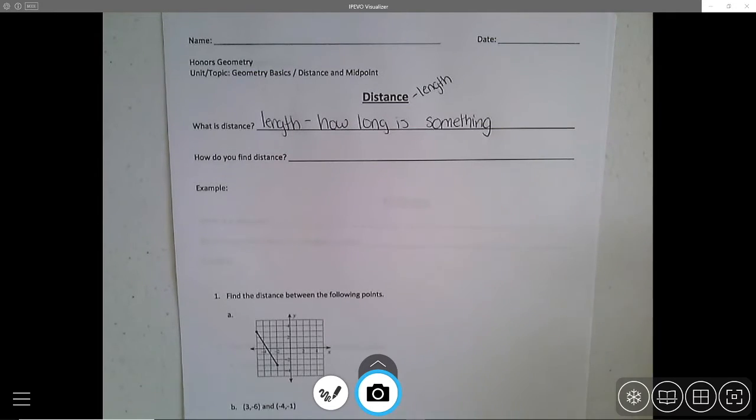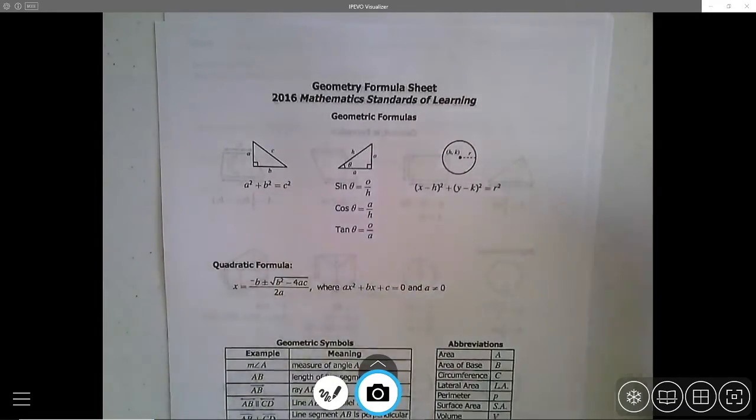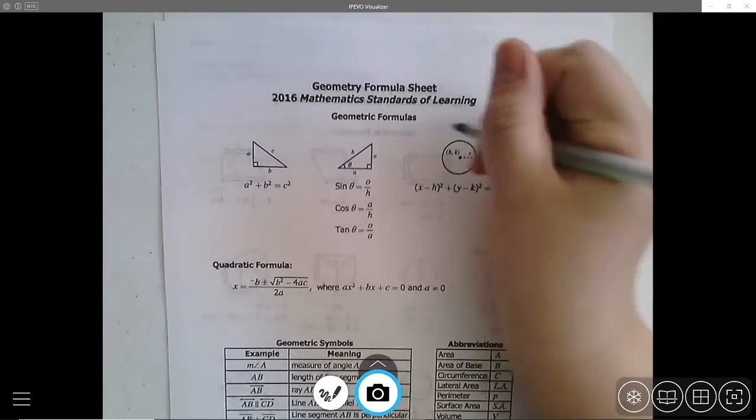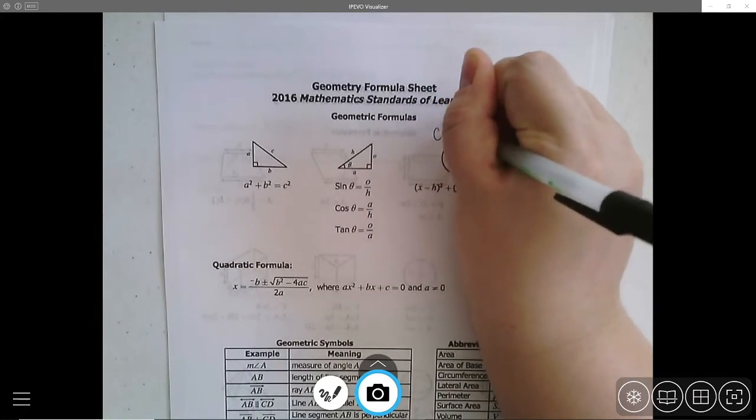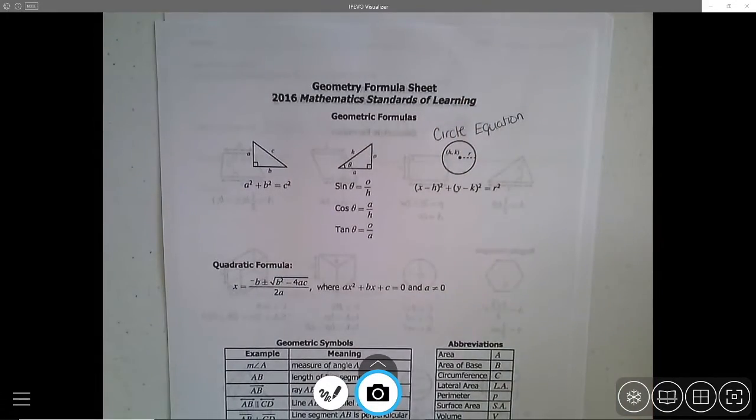How do we find distance? This is where it gets interesting. There are different ways that we can find distance, and today we're going to talk about a shortcut, something that is always available to you to help you find distance. It's right here on our formula sheet. We haven't seen this yet. This is the first time. On the right hand side, this is actually the circle equation formula. Using this circle equation formula, we actually get the distance formula.